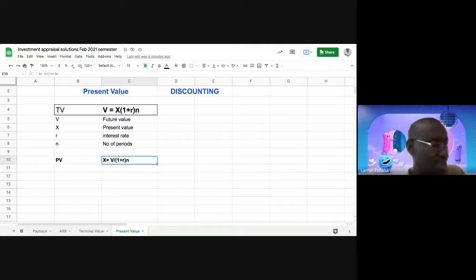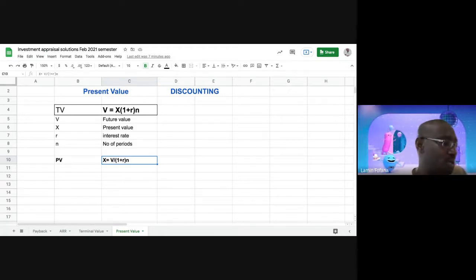Okay, is that clear, everybody? So that's the way you do your discounting. Okay, but like I said, as accountants, we like to simplify things. So instead of keep dividing, we have devised a formula whereby we find a discount factor and we multiply it by the future value to get our present value.